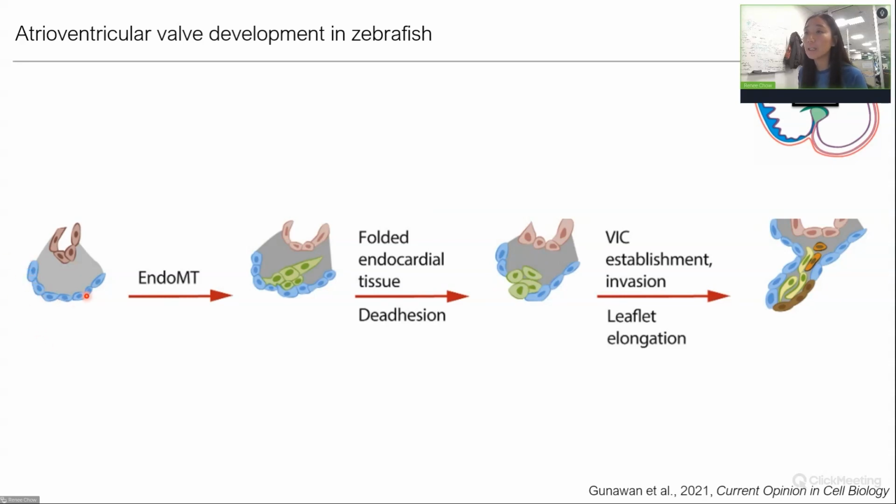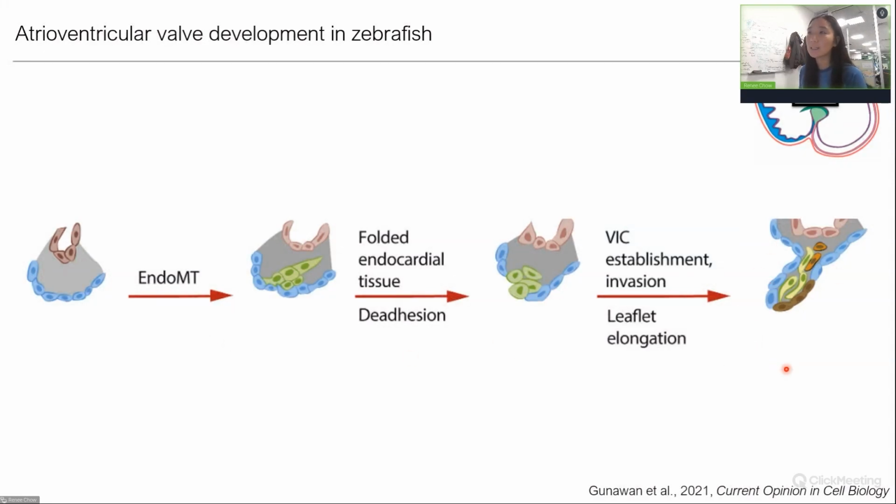You initially get a single layer of endocardial cells overlying the cardiac jelly, just like you have in the mouse. And then some of these cells undergo collective cell migration into the cardiac jelly to form this folded tissue structure here. And then it is thought that these cells undergo deadhesion, so they lose all their cell-cell contacts, and they eventually differentiate to become the valve interstitial cells. And at the same time, you have changes in cell shape and proliferation that lead to leaflet elongation, transforming this structure into this structure here.